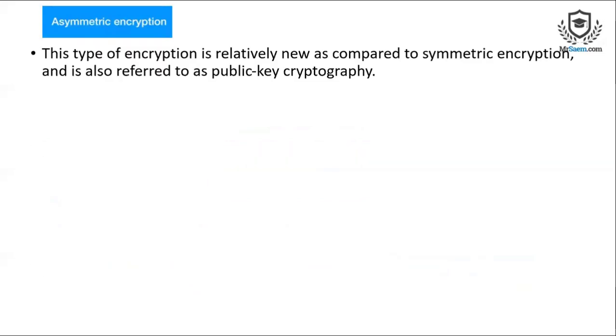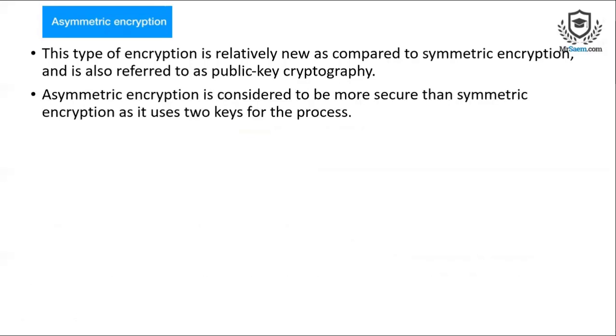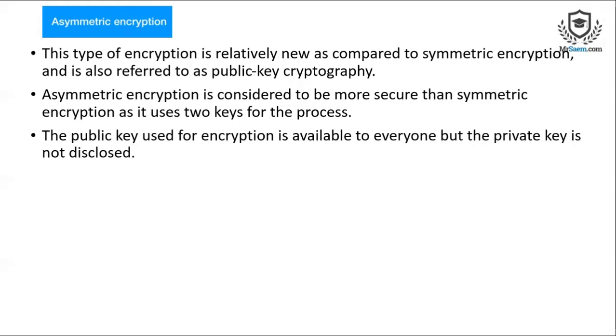How does asymmetric encryption work? This type of encryption is relatively new compared to symmetric encryption, and is also known as public key cryptography. You should know that it is more secure than symmetric encryption as it uses two keys for the process. I'll always explain them in points so that you can remember them. That's the best way to learn any particular topic. The public key used for encryption is available to anyone, but the private key is not. So the difference now is that we have a key which is available to anyone, but at the same time we have a private key which is not disclosed to anyone.